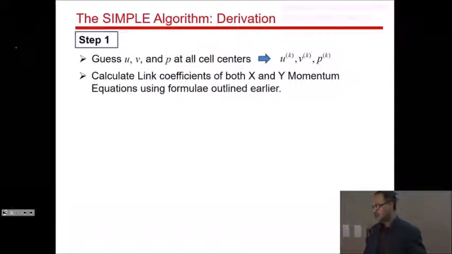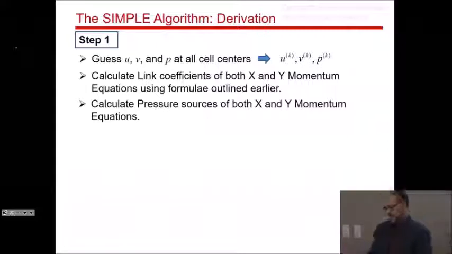We calculate our link coefficients for both X and Y momentum equations using the formulas outlined earlier. That was the previous 8 or 9 slides where I had all the formulas. So you calculate those. In terms of code, this will be 2 major chunks of your code. You will have a function or a subroutine which will say calculate X coefficient links, calculate Y coefficient links and sources. Basically assembly of the matrix.